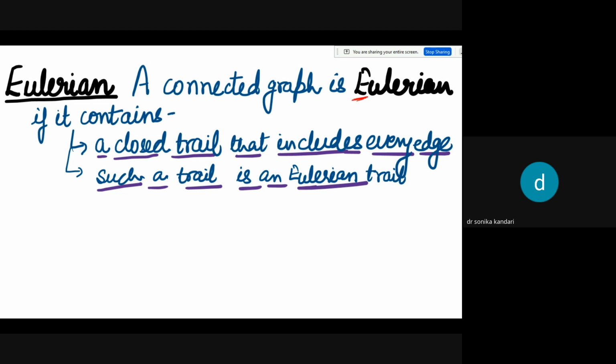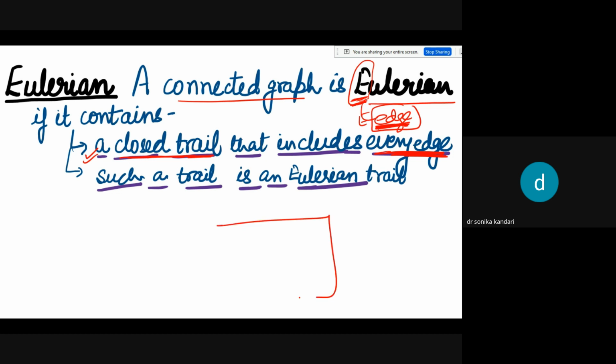Keep in mind E. E for Eulerian or E for H. This will help you in remembering the Eulerian graph. E for Eulerian and E for H. Fine. A connected graph is Eulerian if it has a closed trail that includes every edge.